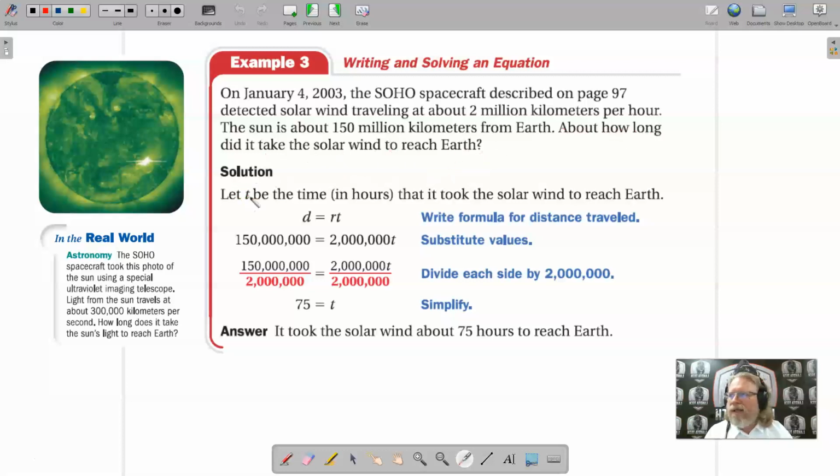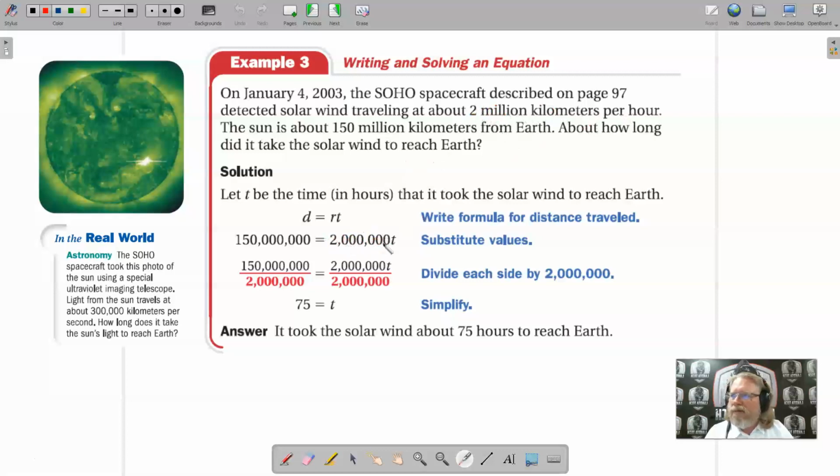So our solution is to let t be time, in this case in hours, that it took the solar wind to reach Earth. Well, d equals rt is a formula that we use for distance traveled. D represents distance, R represents rate, and T represents time. So we're going to plug in what we do know. We know that the distance from the sun to the Earth is 150 million kilometers. Not because I've traveled it before, but simply because this textbook's telling me so. So I'm going to plug in the distance of 150 million. And the rate at which it travels is 2 million kilometers per hour. So I plug in my 2 million kilometers right here.